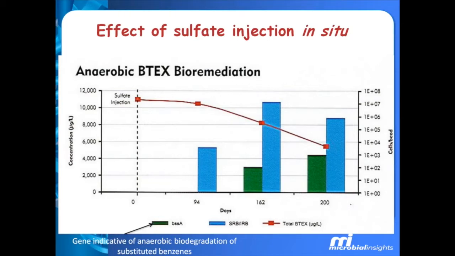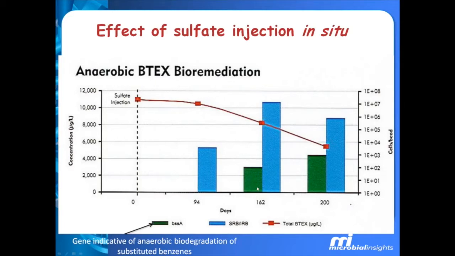And what we see over time here, you're looking at SRB populations going up, but we're also seeing concentrations of the BSSA gene, which, if you're not familiar with it, is a gene indicative of anaerobic degradation of substituted benzenes. You see it popping up as well.